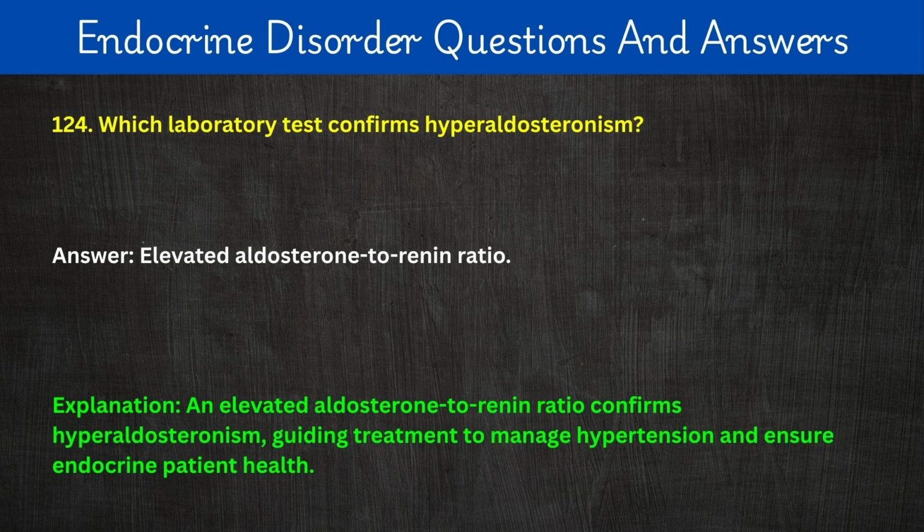124. Which laboratory test confirms hyperaldosteronism? Answer: elevated aldosterone to renin ratio. Explanation: an elevated aldosterone to renin ratio confirms hyperaldosteronism, guiding treatment to manage hypertension and ensure endocrine patient health.